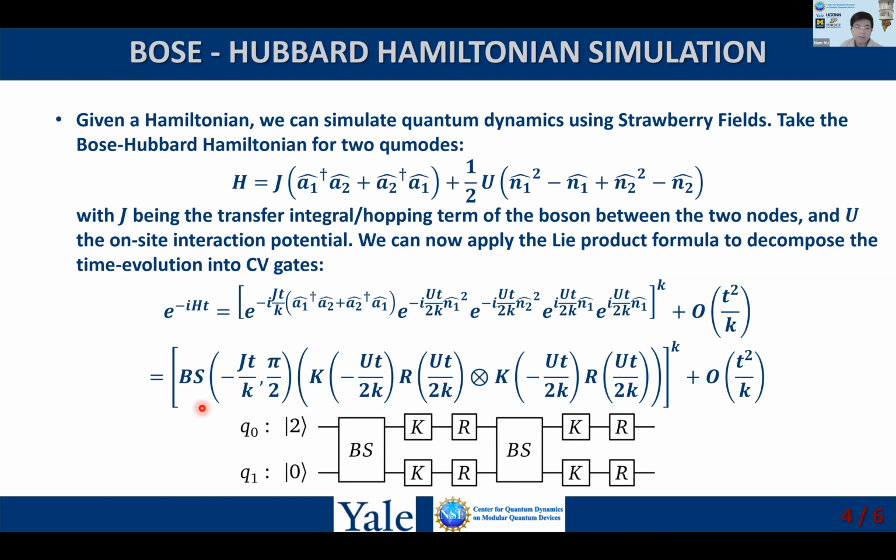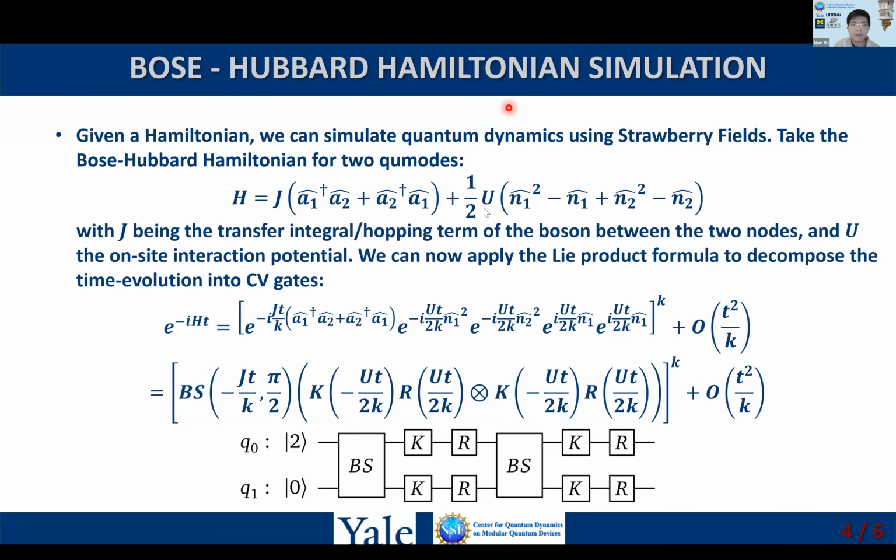For example, you can see the beam splitters have two parameters, the transmittivity, which is the first one. It depends on J, the hopping term. T is the time step that we want to simulate dynamics, and K is the number of layers. And the second parameter is the phase angle, which is chosen to be pi/2, so that it fits this first term in the characterized time evolution operator. Right, so let's look into how we can actually implement this.